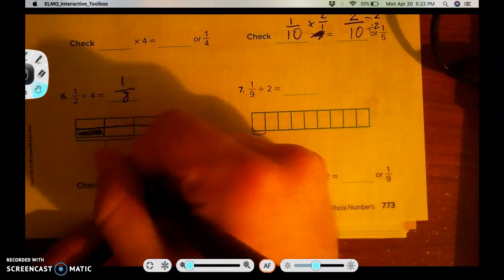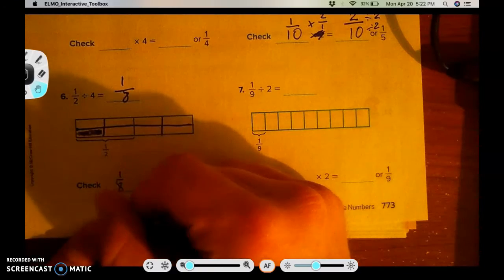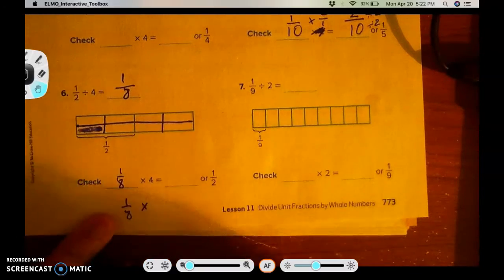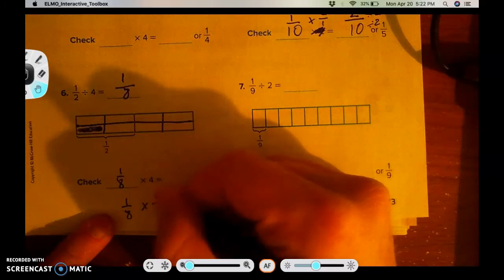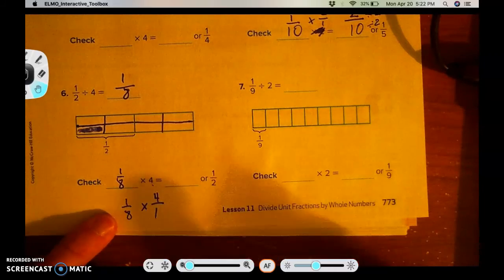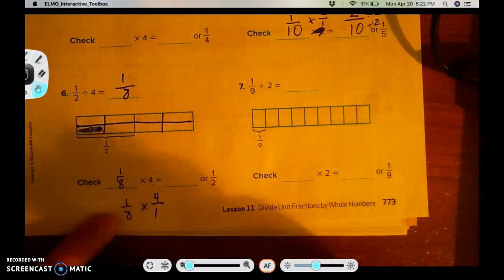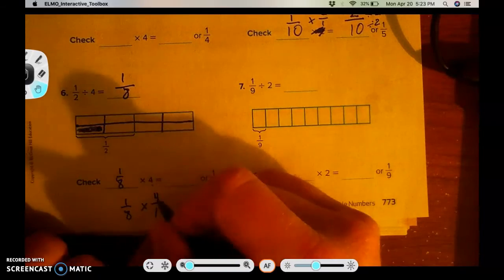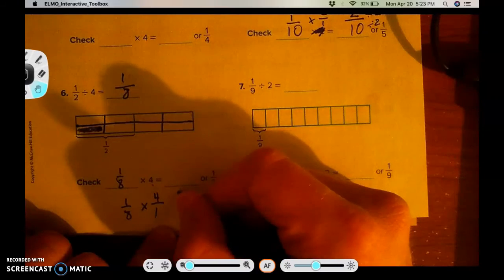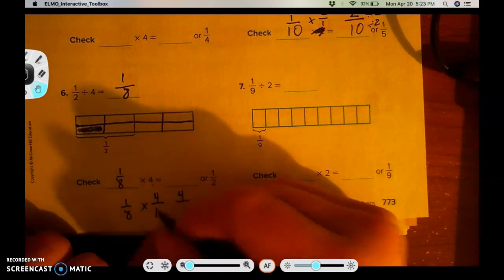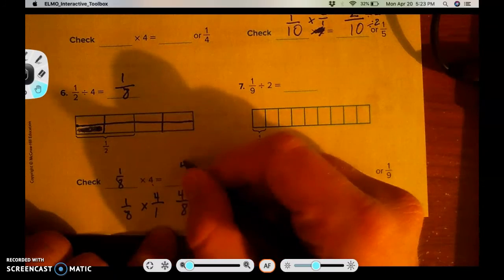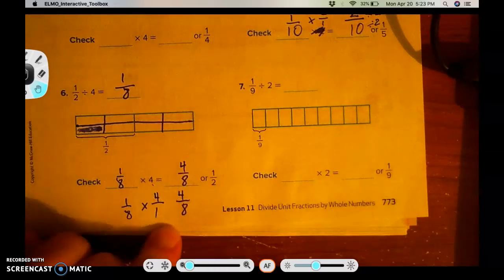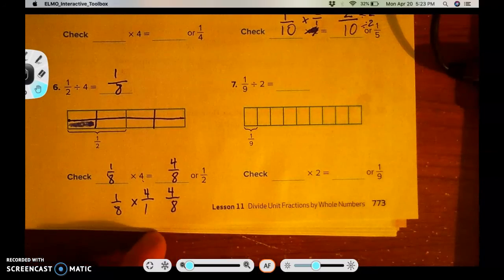Check it using multiplication. I'm going to rewrite it here so it's easier to see, as 4 over 1, so I didn't change it at all. I just took my answer times that number to make sure we get our starting number. 1 times 4 gives me 4. 8 times 1 gives me 8, so 4 over 8 is the equivalent fraction of 1/2.